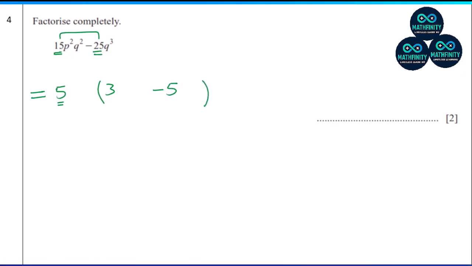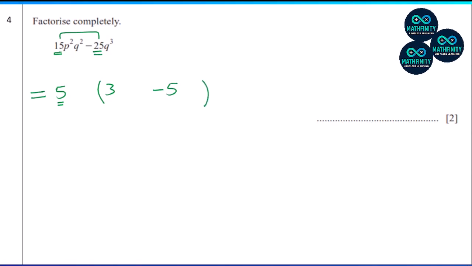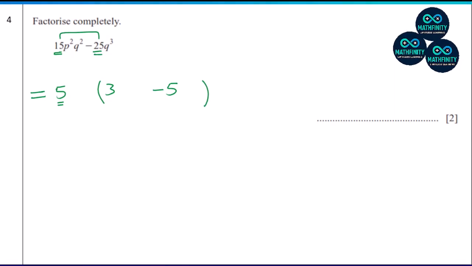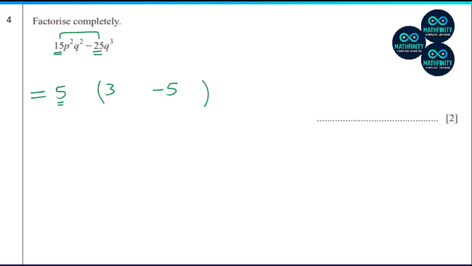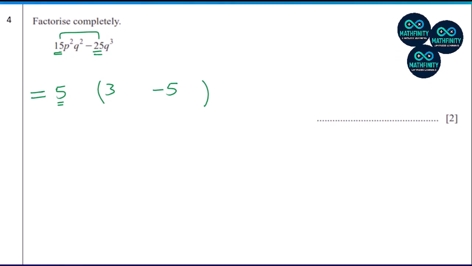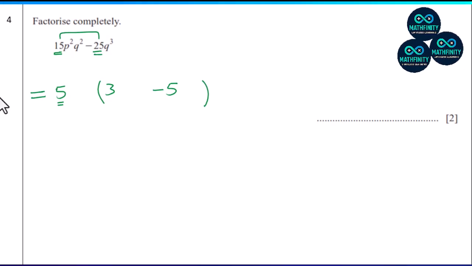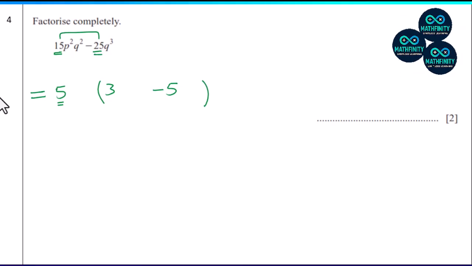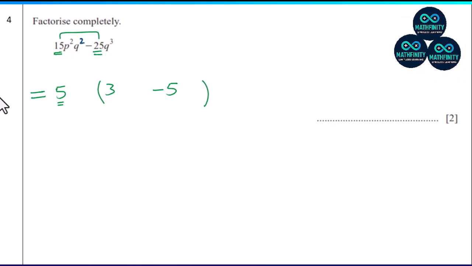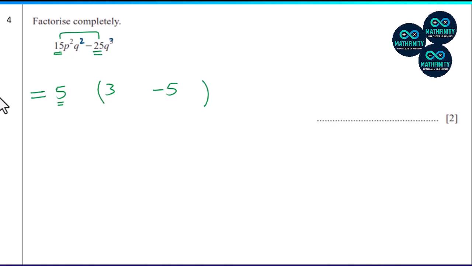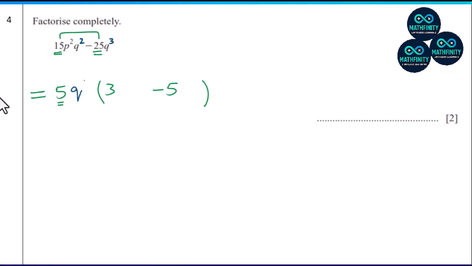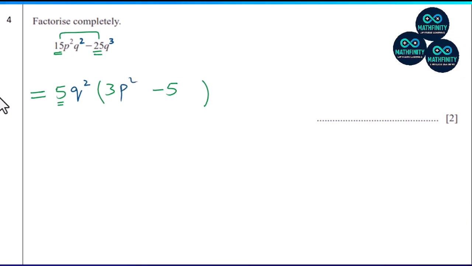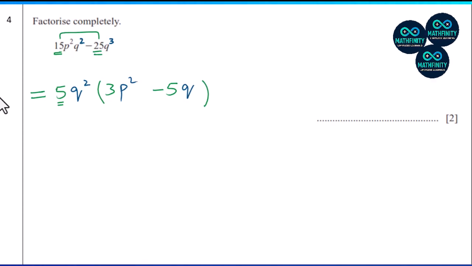If you take out the common number properly and write the proper things inside the bracket, then you will get 1 mark. The second mark is for the variable. What variable is common between them? Q square is common, because here is Q2 and here it's Q3. So the least power you have to take outside. The least power is Q2. What is left here? P square, and here Q.